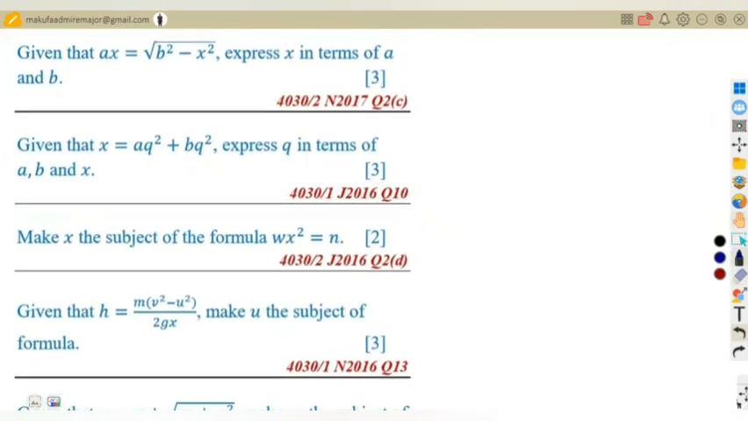Let us check the other part here. Given AX is equal to the square root of B squared minus X squared, express X in terms of A and B, again, change of subject there.